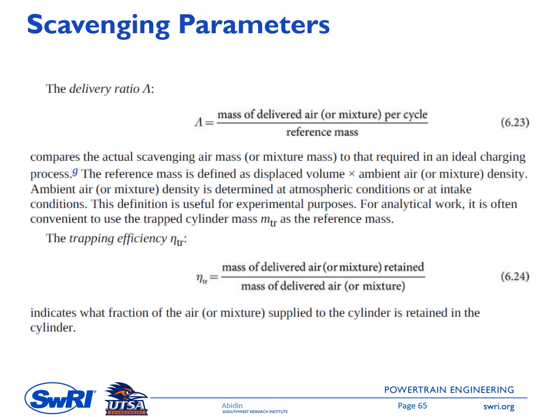And then how do we quantify the scavenging process performance in a two-stroke engine? There are several parameters that are used to quantify the scavenging process. One parameter here is called the delivery ratio. This parameter is formulated as the ratio of the mass of delivered air per cycle divided by a reference mass. This reference mass is defined as the displaced volume of the two-stroke engine times the ambient air density. And the ambient air density is determined at atmospheric condition or at the intake condition. Same thing as the volumetric efficiency definition in a four-stroke engine.